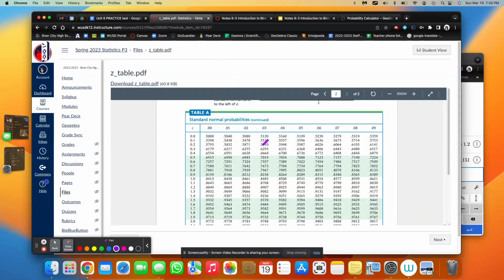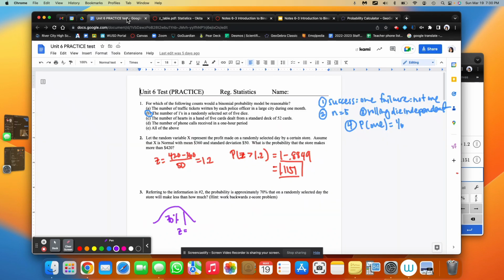So we're going to look inside the table. We're going to find the closest thing to 0.70. So it looks like 0.6985. So the z-score for that probability is 0.52. So z is equal to 0.52. So now we're going to work backwards. 0.52 equals x minus 360 divided by 50.